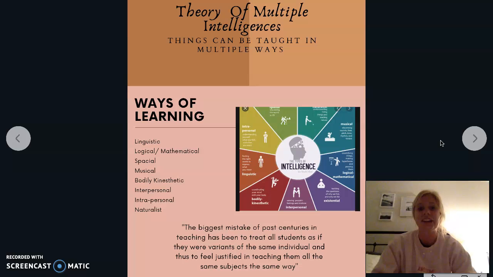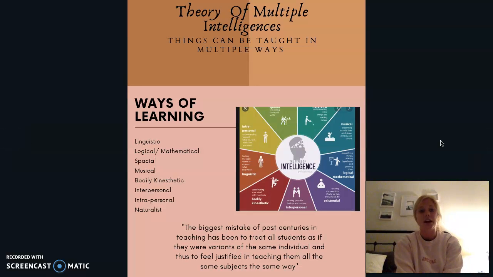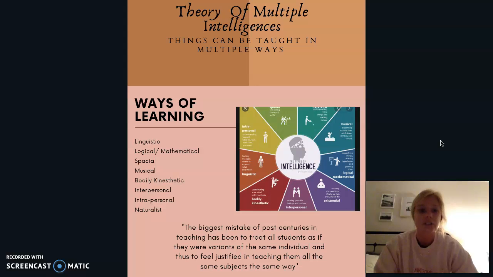So what is the theory of multiple intelligences? This is the idea that things can be taught in multiple different ways. There are 8 different ways. There's linguistic, logical, spatial, musical, kinesthetic, interpersonal, intrapersonal, and of course the naturalist. I have a really good diagram here that explains the different ways in a quick little description.